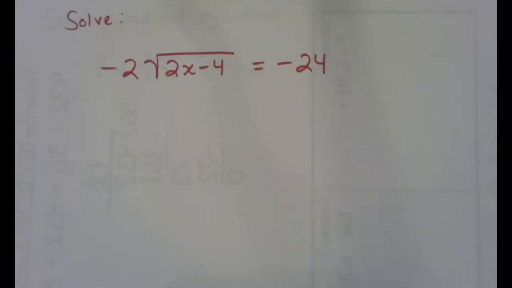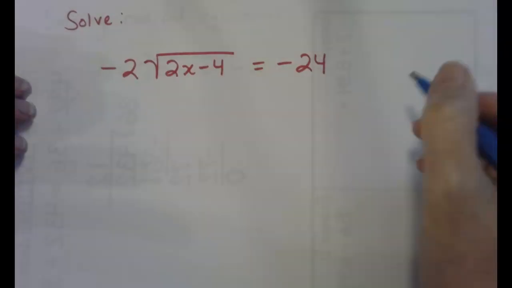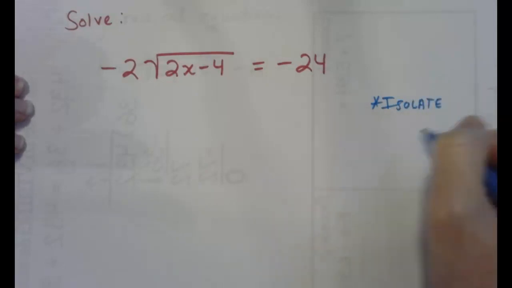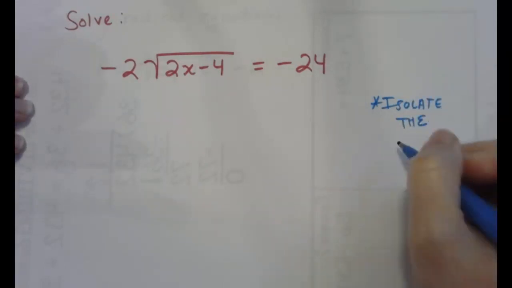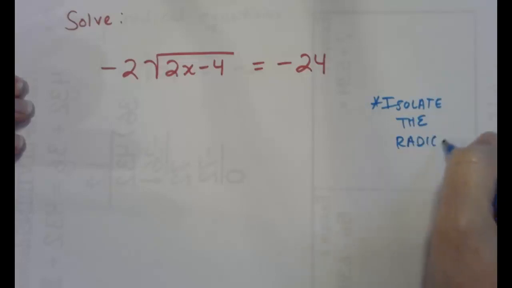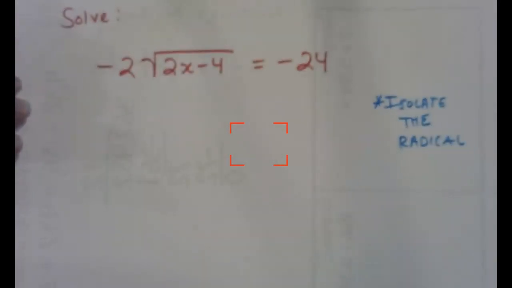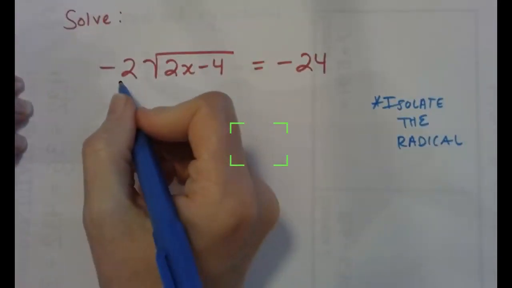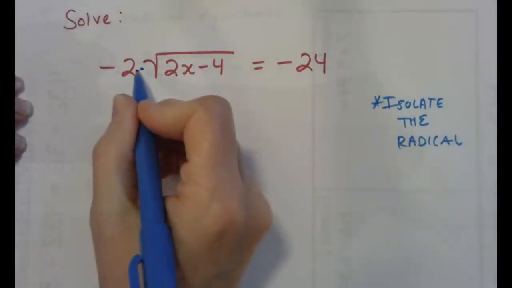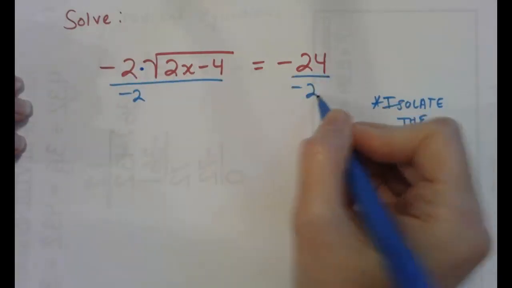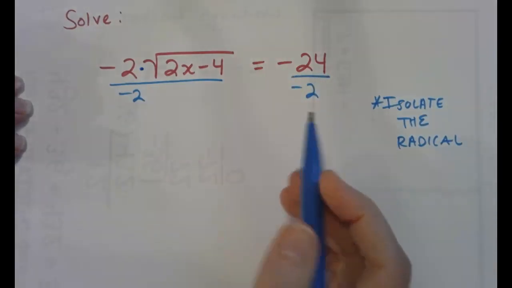This video is about solving radical equations, and these are very basic ones. So the first thing we're always going to do is isolate our radical. Isolate the radical and then use an inverse operation. So for us to isolate the radical here, we just need to divide because this -2 has been multiplied. Remember, whatever we do to the left, we always do to the right.